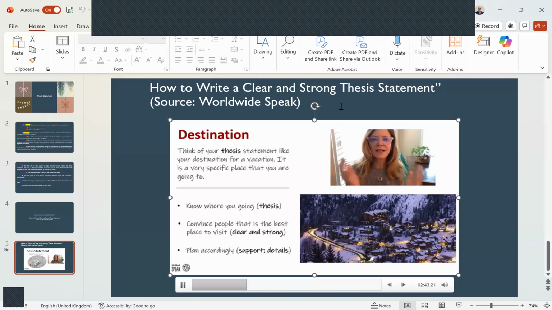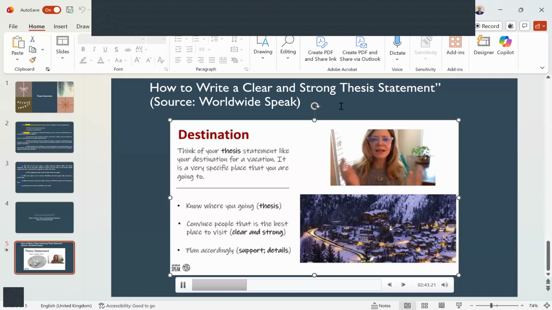So let's see if the third time is the charm. What if we wrote something like this? A ski vacation at Telluride is a unique experience. Well, here we go. It's my opinion, but it's also debatable. I can describe this unique experience with specific reasons.